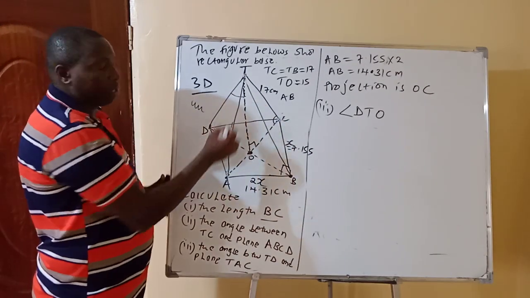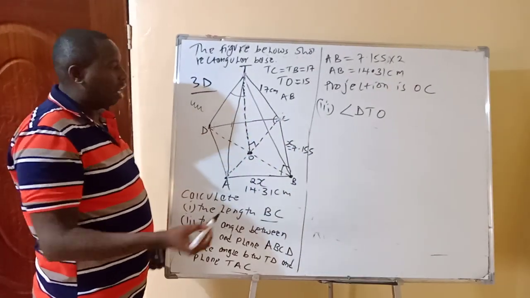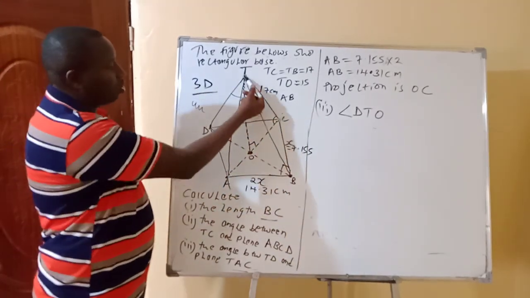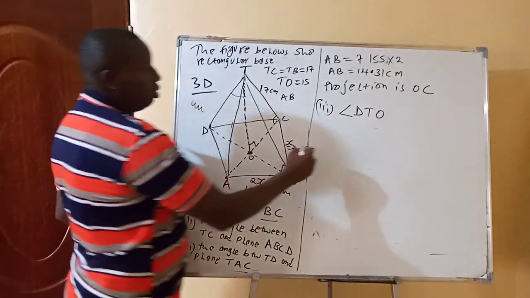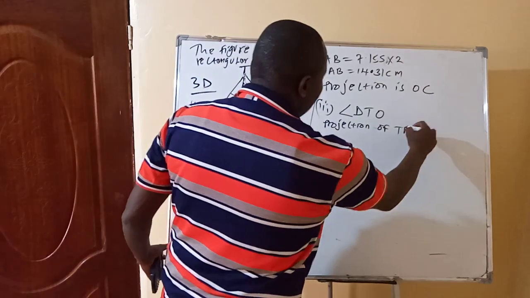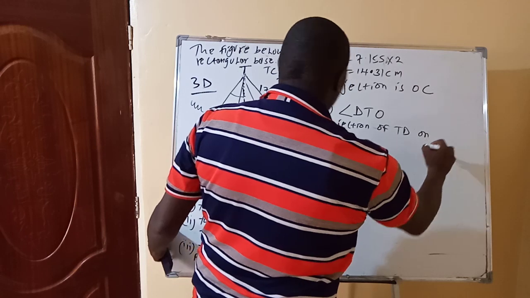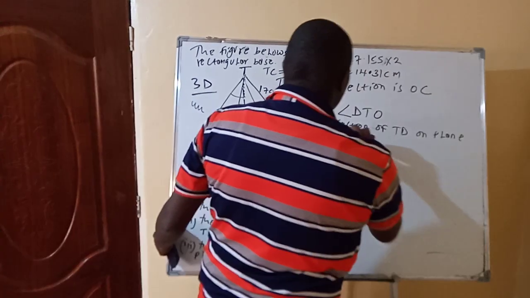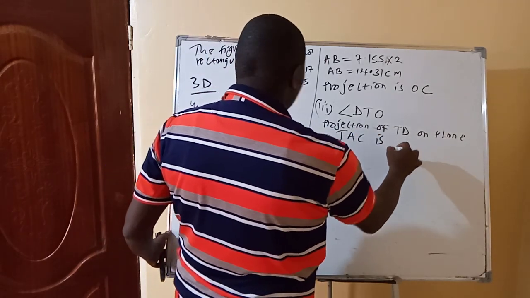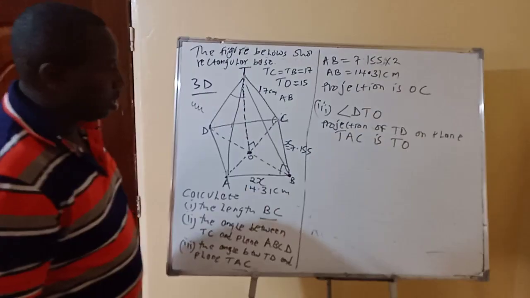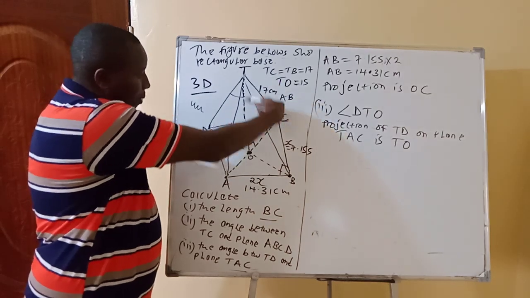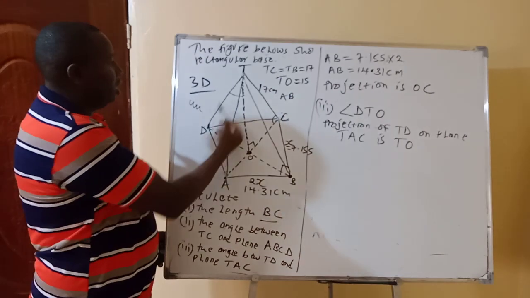The angle between the line and its projection on the plane is the angle between the line and the plane. So therefore, the projection of TD on plane TAC is TO. So on plane TAC, the projection is TO, and the required angle is DTO.